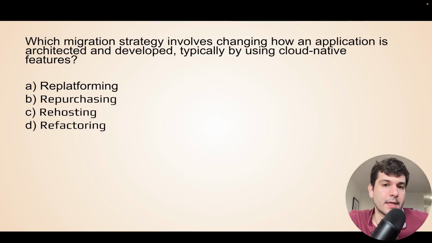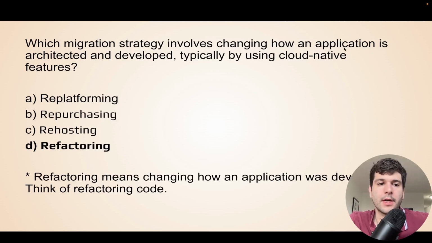Which migration strategy involves changing how an application is architected and developed, typically by using cloud native features? So we have replatforming, repurchasing, rehosting, and refactoring. The correct answer is refactoring. So you can think of it similarly to how you would refactor code. You're trying to change how something is architected in a more cloud native way. So correct answer D, refactoring.